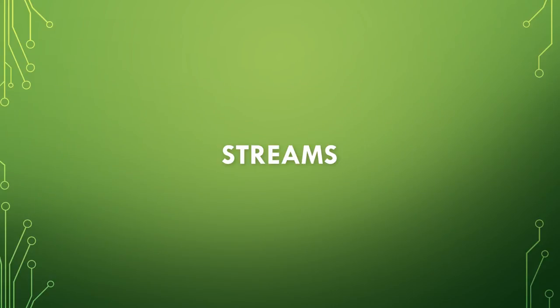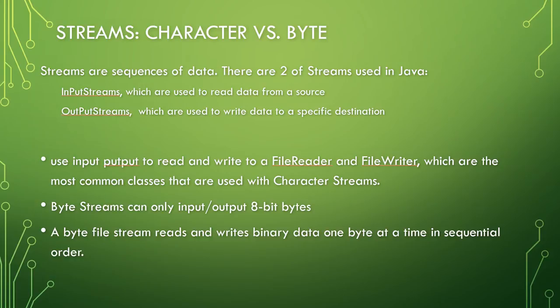Next I'm going to talk about streams. Character streams versus byte streams. Streams are basically sequences of data. There are two streams that we use in Java: input streams, which are used to read data from a source, and output streams, which are used to write data to a specific destination.